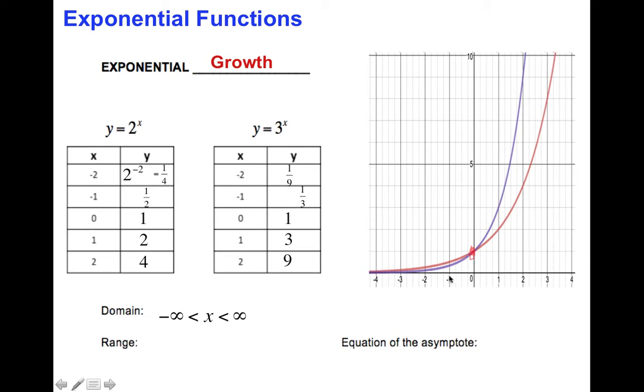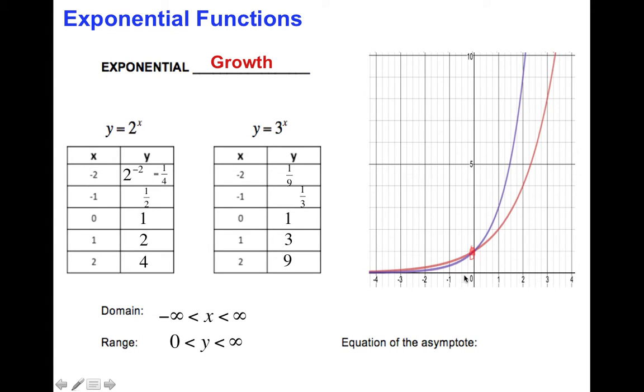The range is all the y values. This graph, as you notice, is approaching this axis. It's never going to get to the x-axis. It's forever going to approach it but never get there. But then it goes forever in the positive direction. So the y values covered by this function are from 0 all the way up to infinity.